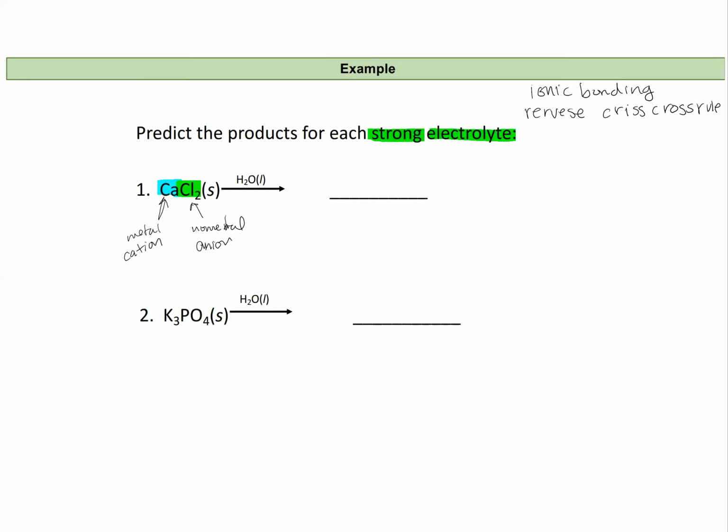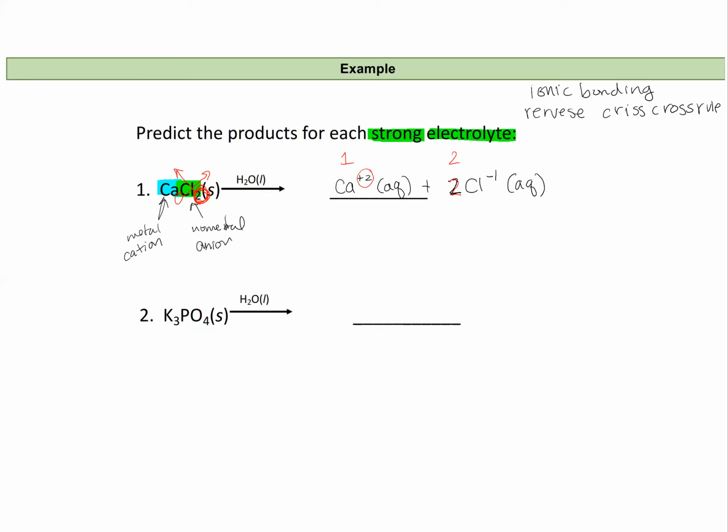I can also do the reverse crisscross rule, where I take the subscript and I know that'll be the charge on the other atom. And so that would give me calcium +2, which will be aqueous because it will be dissolved in water. And I'll have chlorine -1, aqueous in water. And I'll have 2 of those chlorine atoms, and that's coming from that 2 subscript here. Even though that 2 becomes this charge here, I still have a ratio of 1 calcium to 2 chlorine atoms. So it's important that I include that 2 so I have a balanced equation.